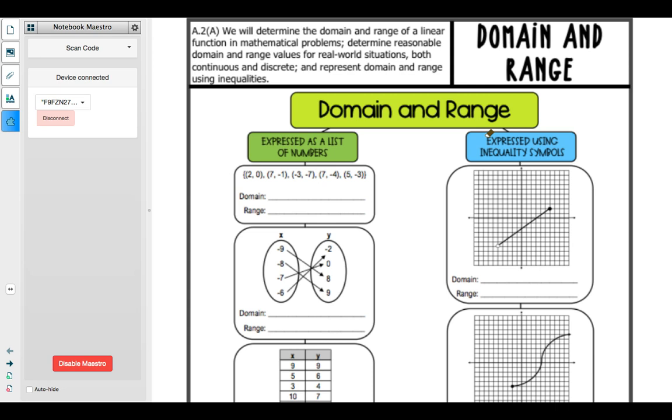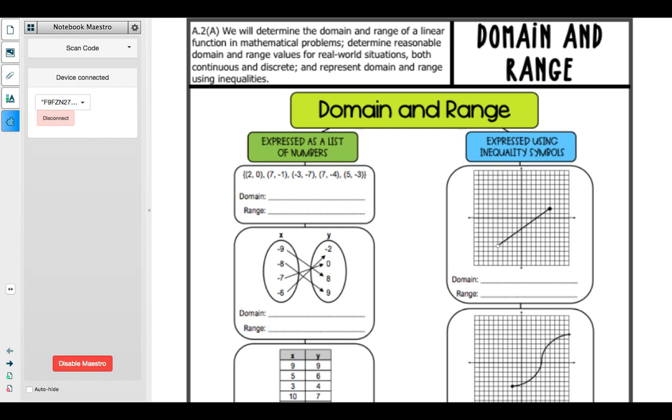Hey guys, okay, so today we are going to be talking about domain and range. Let's look at our "we will" statement. Again, this goes along with your anchor chart that should be in Unit 2, so please make sure that you are taking notes as we go.